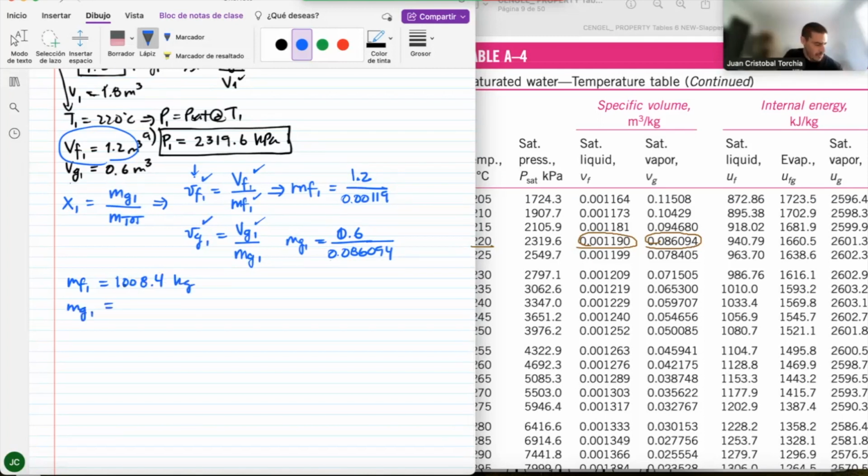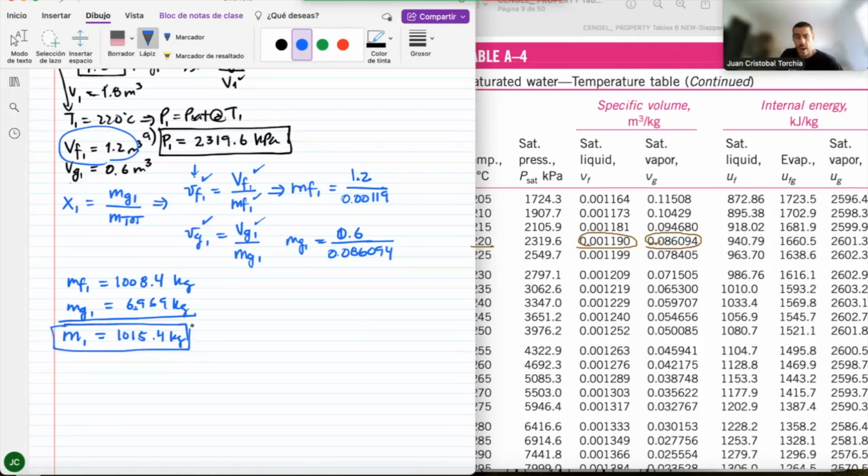And then I'm going to put the mass part, and the mass part is 6.969 kilograms. Okay, so these are my masses of each phase. And then I'm going to get M1, which is adding up both phases. If I add them up, the total mass is 1,015.4 kilograms, which is a huge deal of water. Okay, so this is M1.